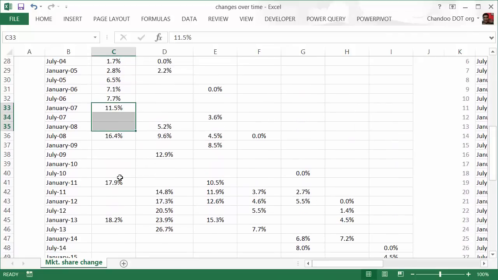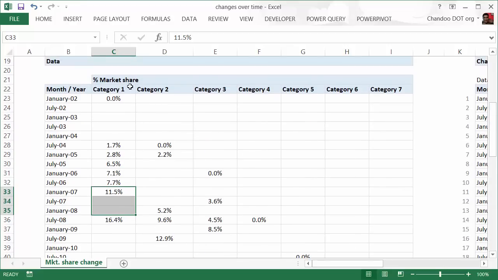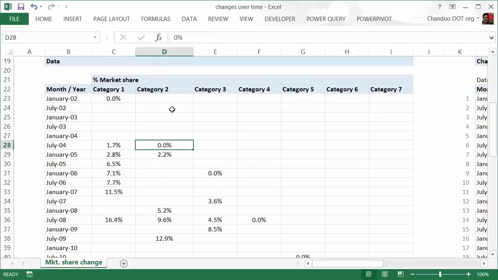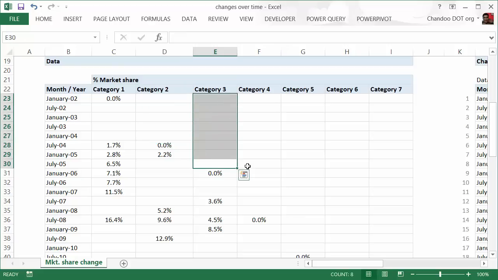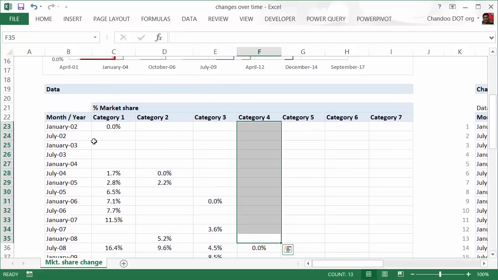Given this kind of picture, obviously category 1 was the first category that we launched, so that has all the data, whereas category 2 was not even launched until July 2004, so we don't have any data prior to that. So all these prior cells are assumed to be blank. Now given this, how do you make that chart?